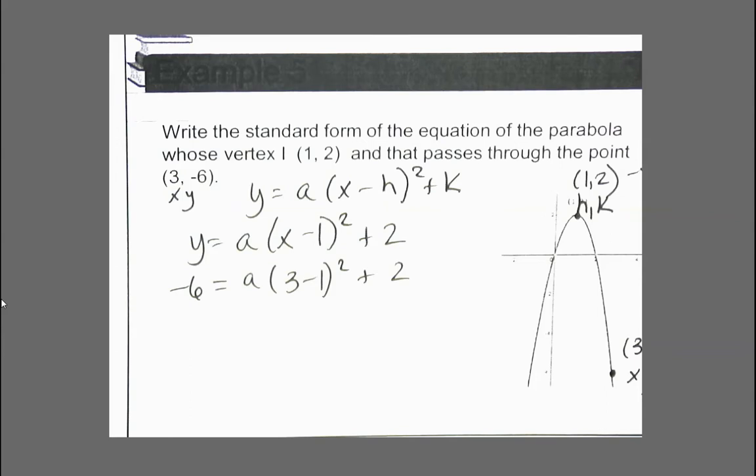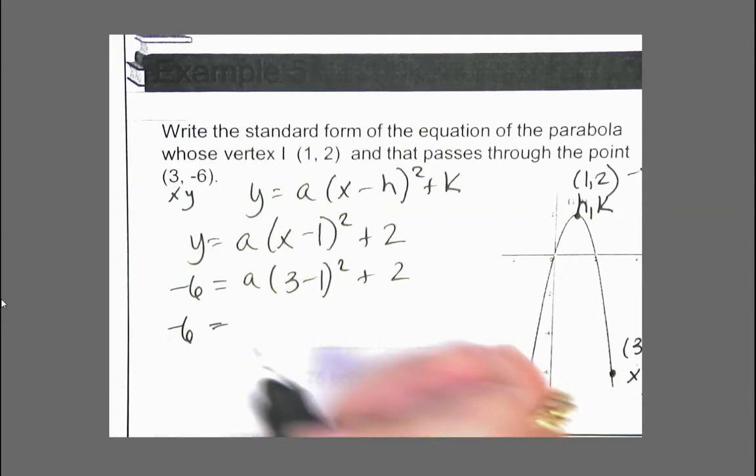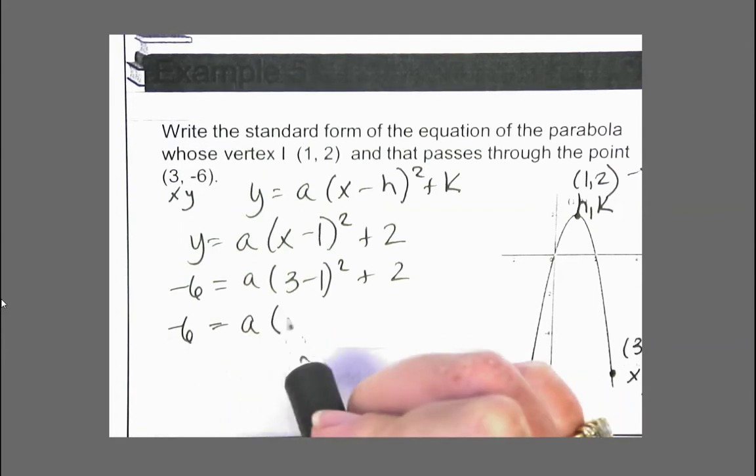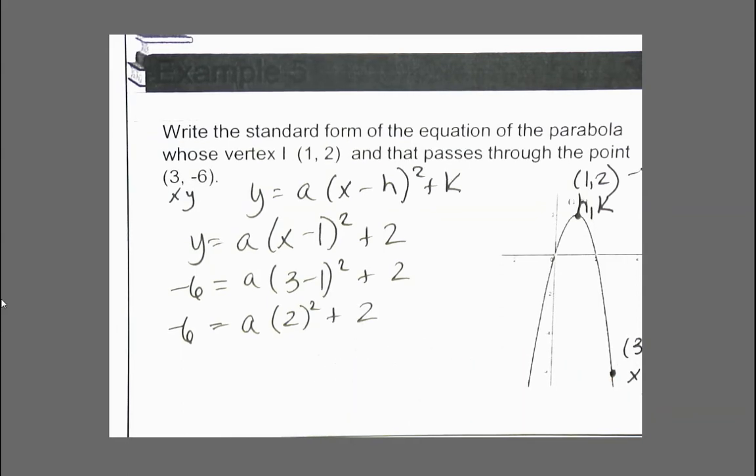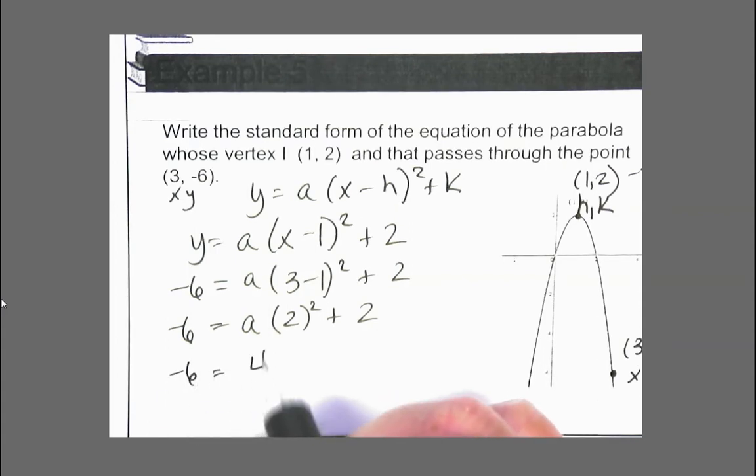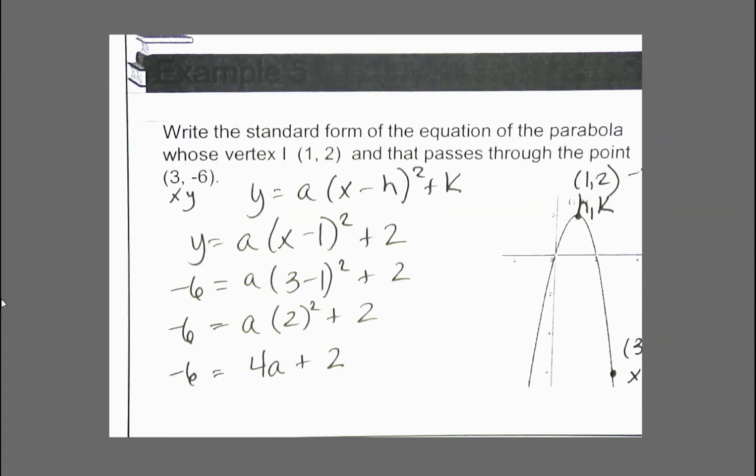We look at this and what are you going to get? -6 equals a times 2 squared plus 2. And here's where most people make the mistake. Are you supposed to multiply or add first? Multiply. So this becomes -6 equals 4a plus 2, right? Because 2 squared is 4. People want to just make that 6a or they don't know what to do. They get lost in the shuffle there.